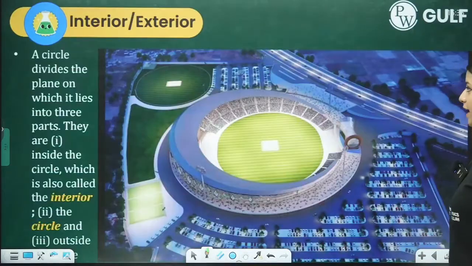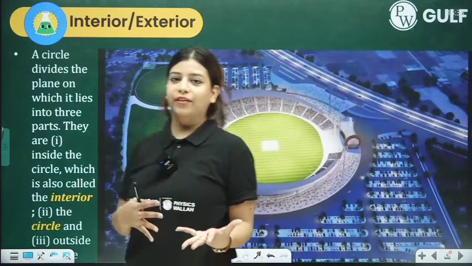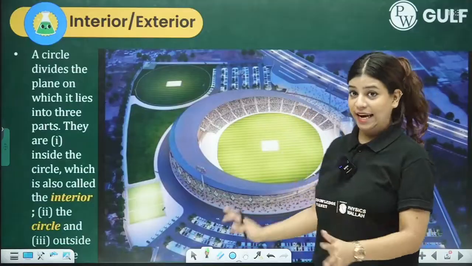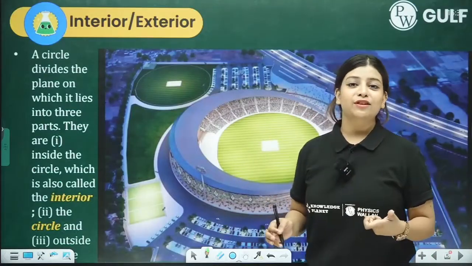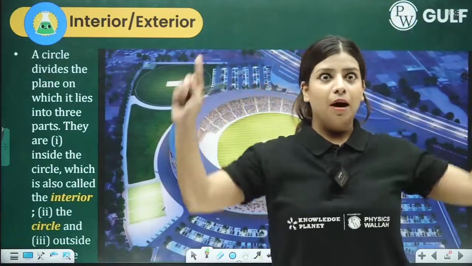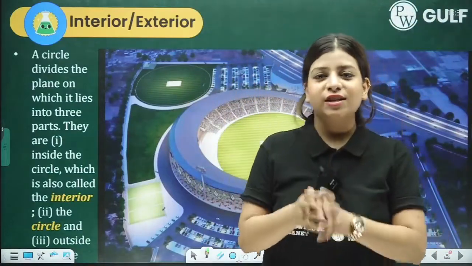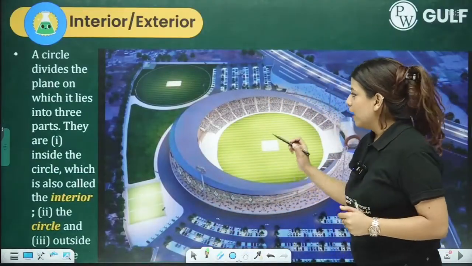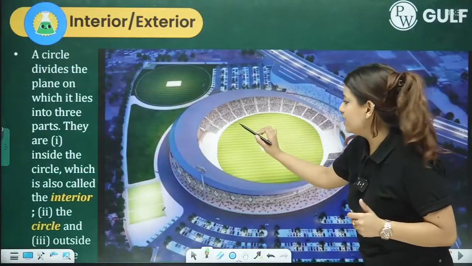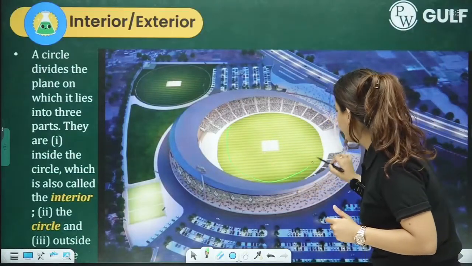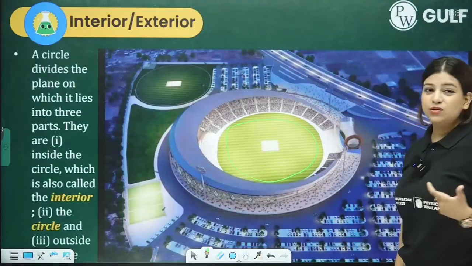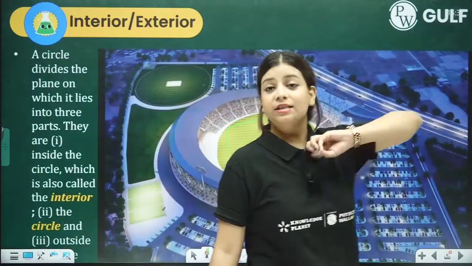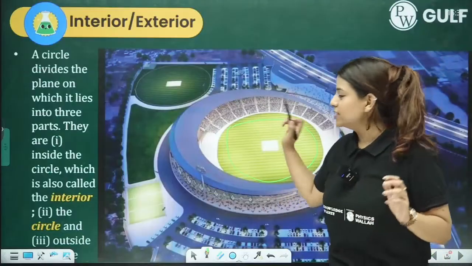Now let's move forward to the next part, that is the interior, the exterior, and the third one, on the circle, right? So you just have to imagine a cricket stadium for that. When we talk about the cricket stadium, just remember the boundary line on which the ball just touches and it makes a 4 or a 6 or something like that, right? So if I talk about this particular line that I just made, this represents that border line, where the ball is hit through for a 4 or a 6 or runs whatsoever. So this is the border of the circle.